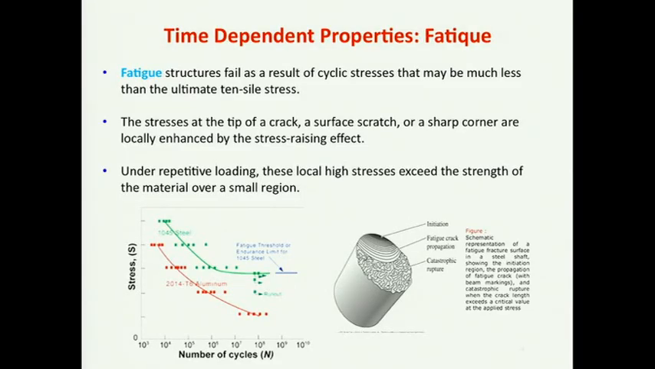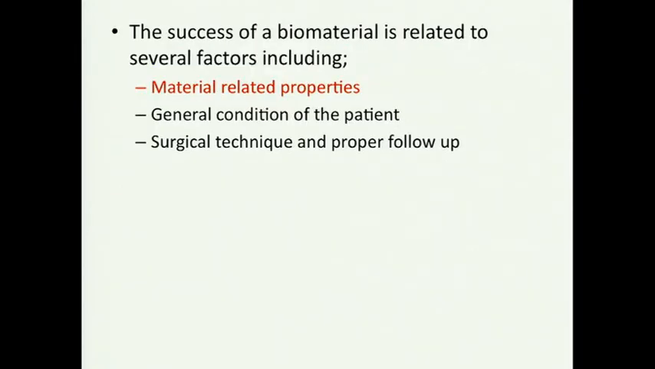I guess these two things are also important in our design for biomaterials. Another time-dependent mechanical property for us is fatigue. In fatigue, structures fail as a result of cyclic stress that may be much less than the ultimate tensile strength. So it cracks. We can see a metal piece here where the initiation starts, and after lots of cycles of tensile loading on this material, it cracks. So with the number of cycles and the stress applied, you can see fatigue is a very important cause of failure.